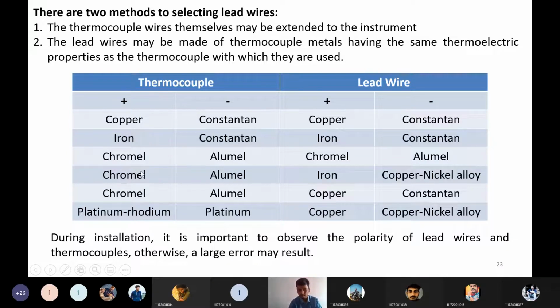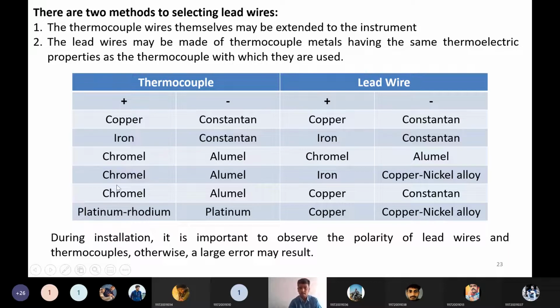For example, in the fourth row, we are showing chromel aluminum. In the case of a chromel aluminum thermocouple, we cannot extend this chromel. Chromel is also costly. So because of this, we can go for the iron. Chromel is compatible with this iron, with almost similar thermoelectric properties. So to extend this chromel positive metal, a positive lead wire called iron can be used. And to extend this aluminum negative metal in the thermocouple, we can use the copper nickel alloy. So this is also compatible with aluminum.